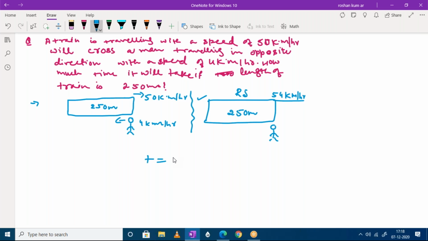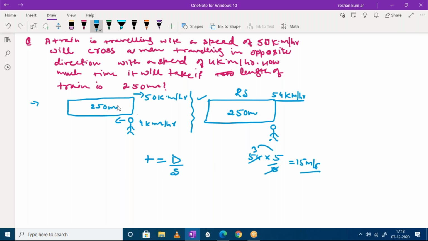What is missing? Time. Time is equal to distance by speed. But before using the formula, I have to convert this into meter per second. So this is 54 into 5 by 18. So this is 3, right? So this will be how much? This is 15 meter per second. Perfect, Aishwarya. So this is 15 meter per second here, guys.